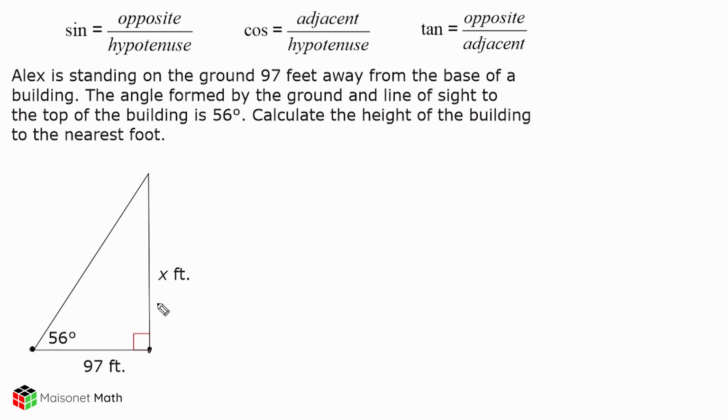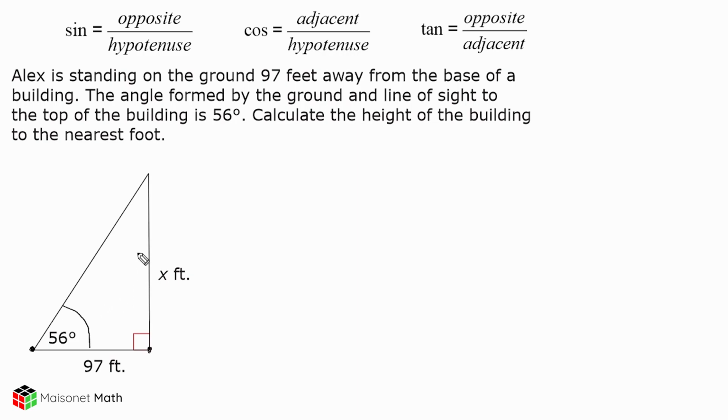And what we have to do is just use the information that's given. What they give us is a 56-degree angle right here. They give us the length of this leg right here, which is the distance from where Alex's feet are to the base of the building. That's 97 feet. And we have to determine x. So we have to see what ratio this leg of our triangle and this leg of our triangle represent in relation to this 56-degree angle.